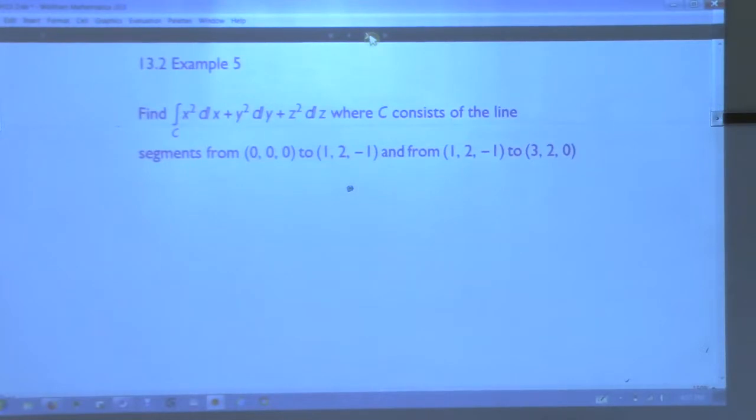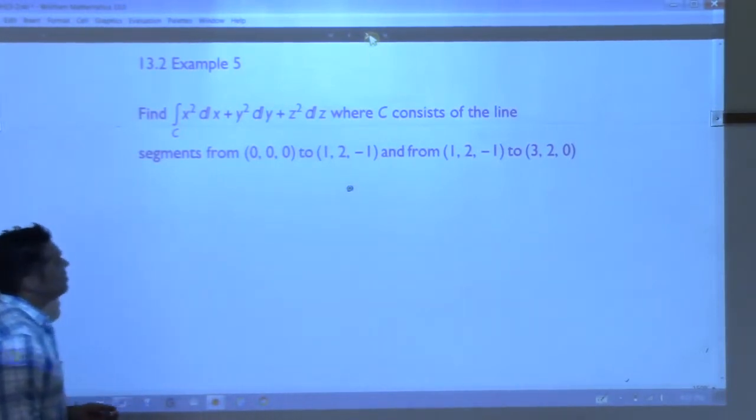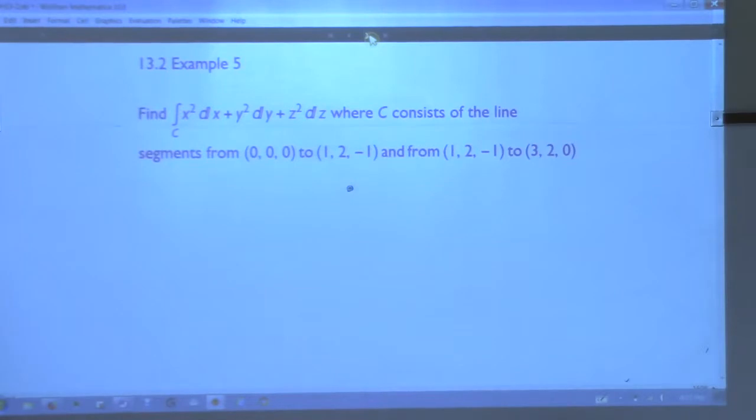So here's an example. Find this line integral along C, where C consists of the line segments from 0, 0, 0 to 1, 2, negative 1, and then from 1, 2, negative 1 to 3, 2, 0. So we have 2 curves again, right? They're straight line segments, but there are 2 of them. Now these I'm not going to be able to draw as easily because they're in 3-dimensional space, right?